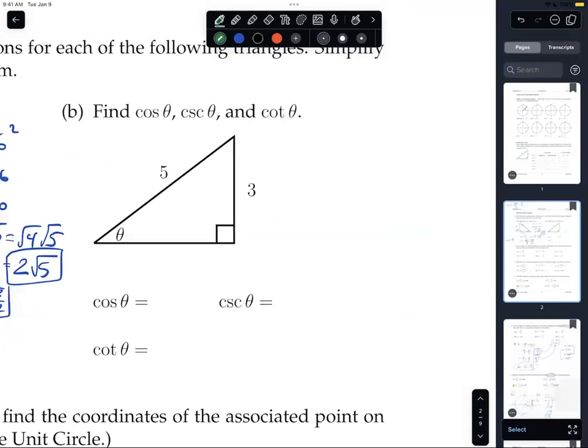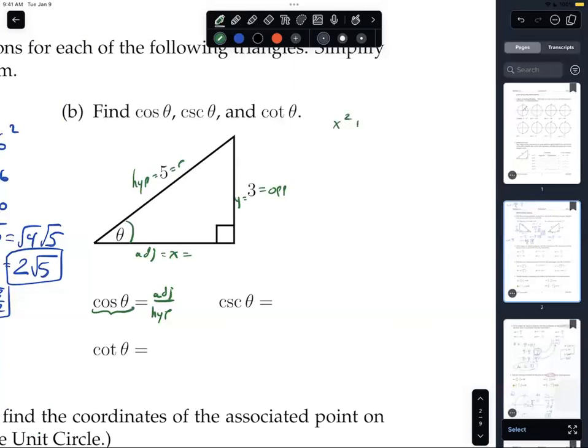We're asked to find the cosine of theta. The cosine is adjacent over hypotenuse. We know the hypotenuse length, that's equal to 5. We know the opposite side length, that's equal to 3. We need the adjacent one, so we can just call it x for right now, since it's unknown. The opposite one we can call y, and the hypotenuse we can call r.